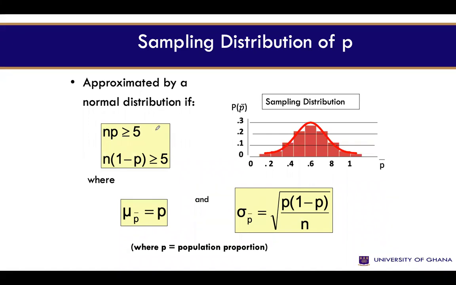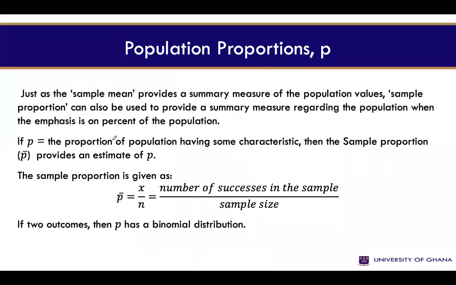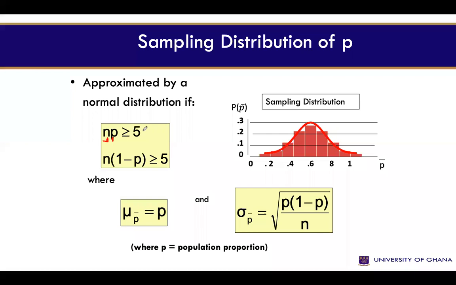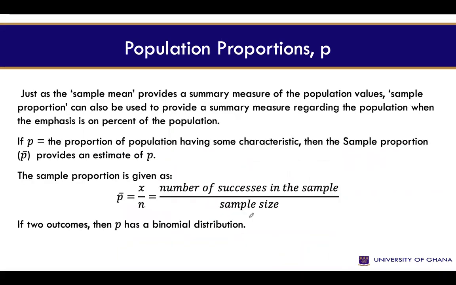by looking at this. The sample proportion can be approximated by a normal distribution, okay? If the sample size multiplied by the probability of success, or the proportion itself, is greater than or equal to 5. Once again, if n times p is greater than or equal to 5, and n times 1 minus p is also greater than or equal to 5, then this can be approximately normal with a mean of p and a standard deviation of the square root of p times 1 minus p divided by n. Please, let's take note.